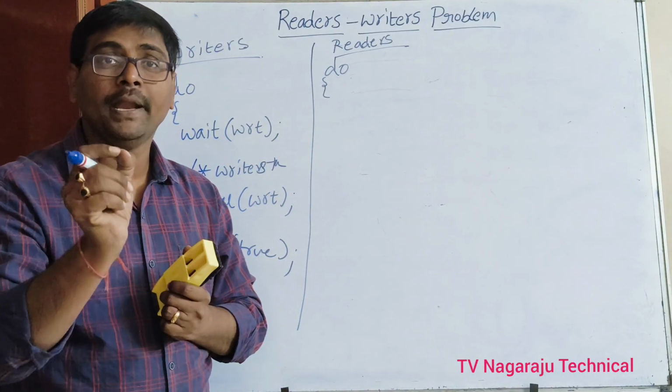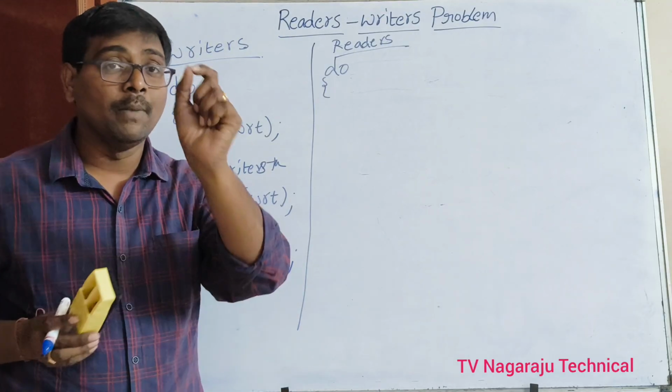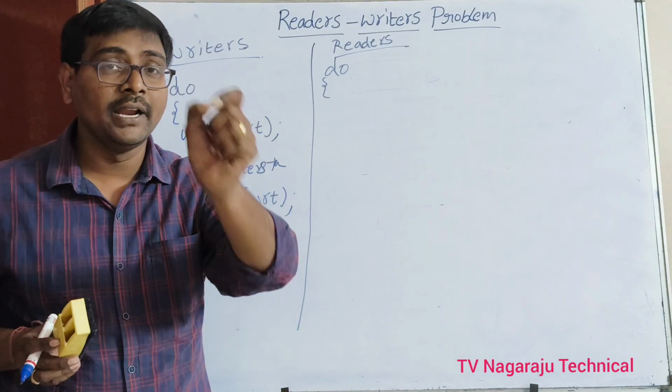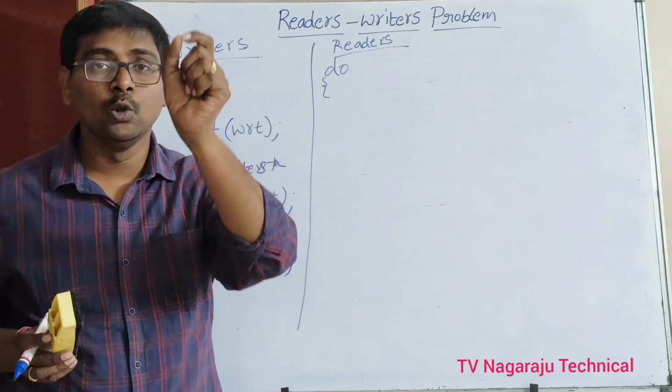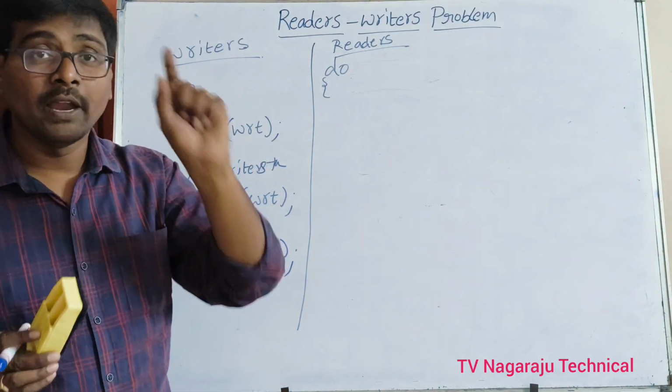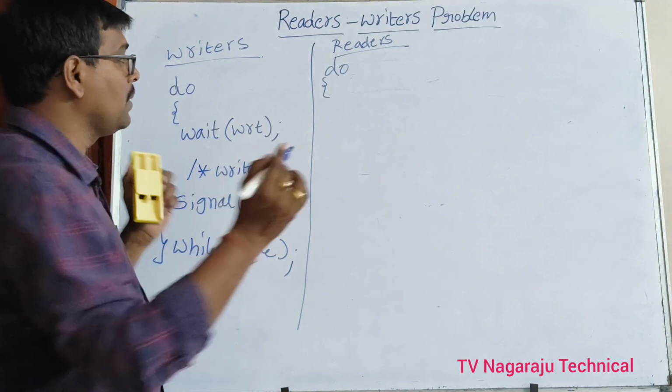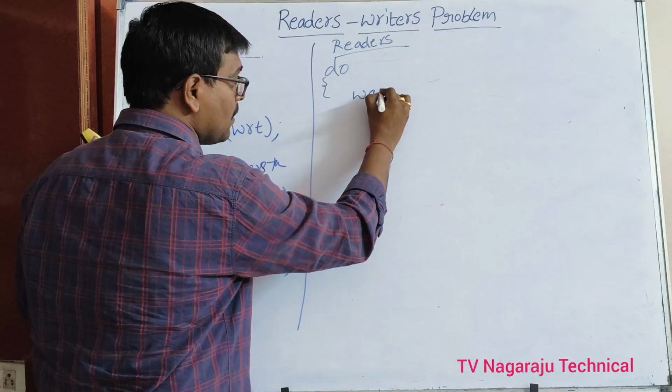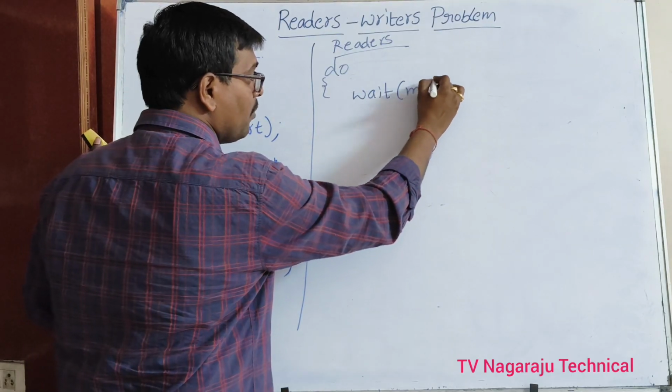You need to update the read count value. Remember, while updating the read count value, first you need to acquire a lock. Then only is the perfect count incremented. So, my first step is wait of mutex.